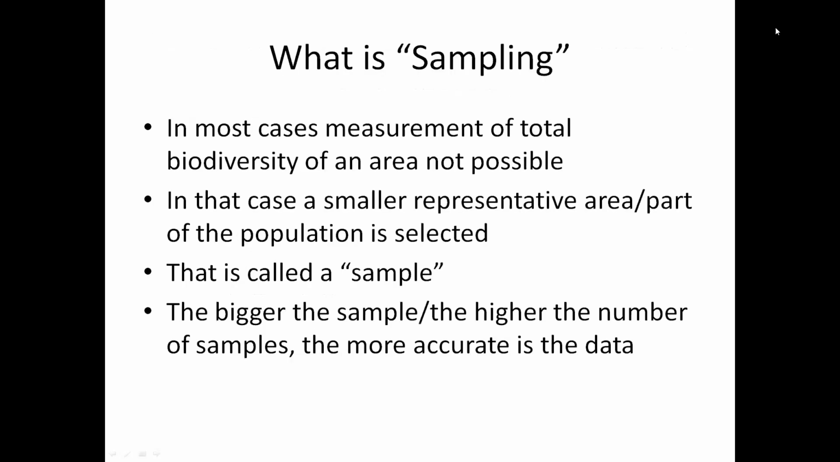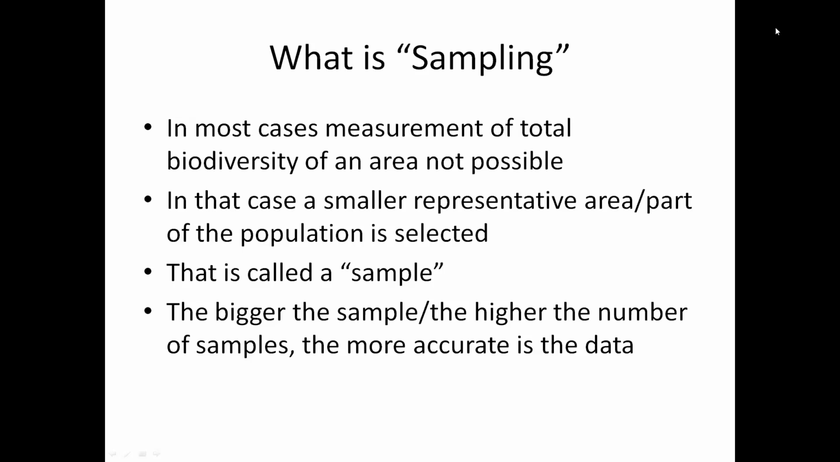So then what is this sampling? We keep talking about sampling, data sampling. What is the sampling that we are doing? In most cases, for example, measurement of total biodiversity of an area is impossible. For example, if I look at birds of Mula River, it is impossible for me to count each and every individual bird that is visiting the river, or each and every species literally that ever visits that area.